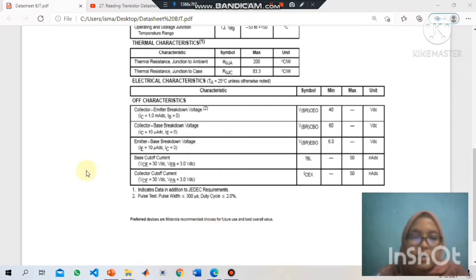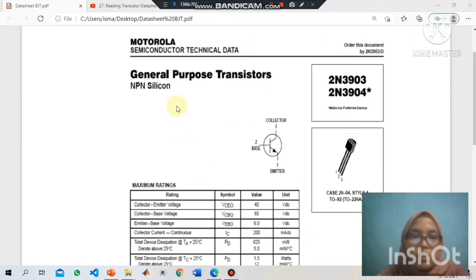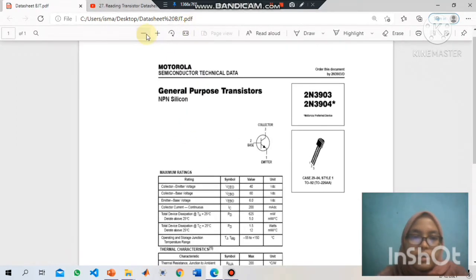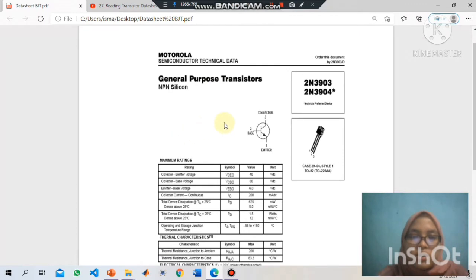And the last but not least, the collector cut off current. For the collector cut off current, the symbol is ICEX. The maximum cut off current for the collector is 50 nanoampere DC. That's all about reading the datasheet for this bipolar junction transistor, model 2N3903 from Motorola.